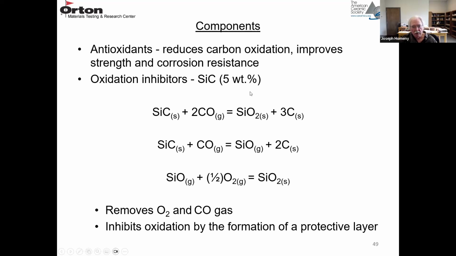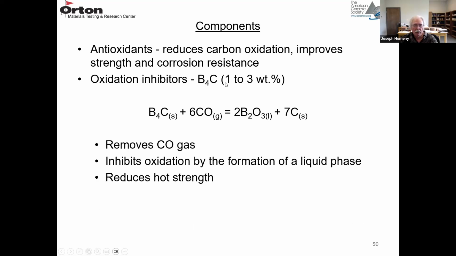Silicon carbide might be added by about 5 weight percent. So silicon carbide plus carbon monoxide forms silica and carbon. Silicon carbide plus CO can also form SiO gas plus carbon, and that SiO gas can react with oxygen to form more SiO2. So here you're forming silica and carbon. Again, you're removing the oxygen and carbon monoxide from the gas and forming compounds that fill the pores and provide a further protective layer by providing an oxidation barrier.